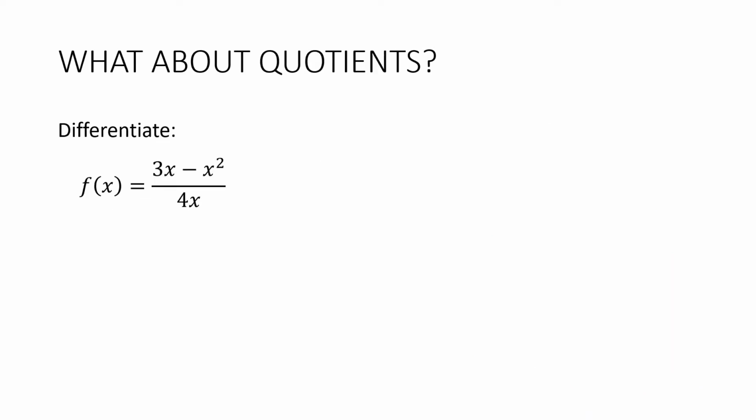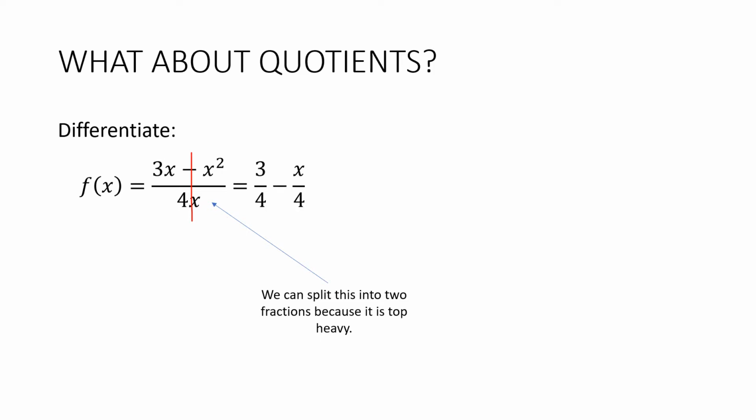What about quotients? This one's okay. We can split this into two fractions because it's top heavy, like this. All right, it's going to become 3x on 4x, which is just 3/4, minus x squared on 4x, which is x on 4. Okay, now let's go and differentiate this. So f dashed of x, that's going to be 0. It's got no x. And this is negative 1/4, so the derivative is just negative 1/4.